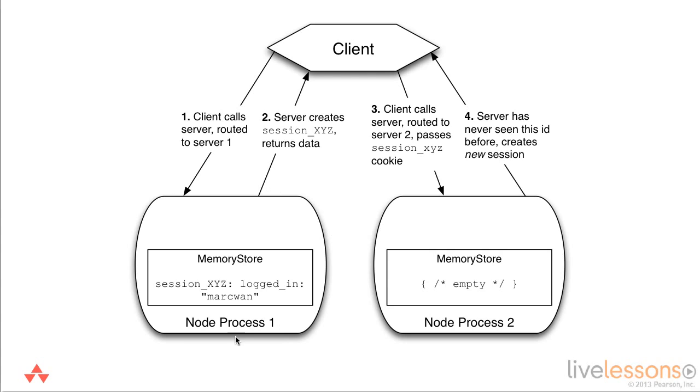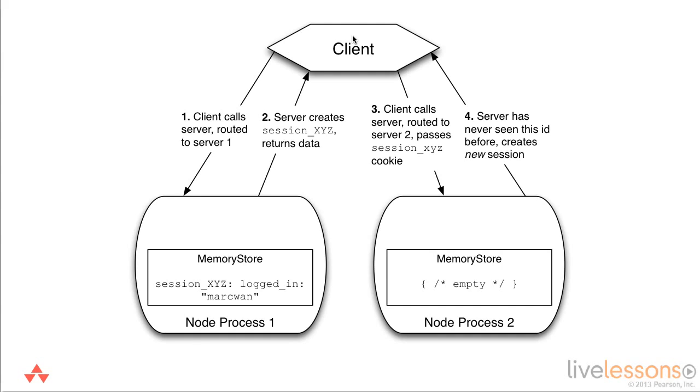This problem arises when we start to run multiple web servers or multiple node processes to run the same web application. Let's say here I have two separate node processes, each of which is running a memory store to handle the same web application. So I have my round-robin server that's just sending the requests to different ones. The client makes a request, and the round-robin proxy routes it to server 1. So server 1 creates the session and puts the session data here in its own little memory store object, returns that data back to the client.